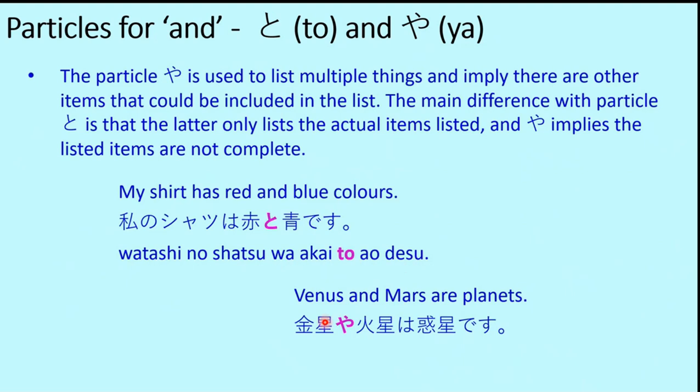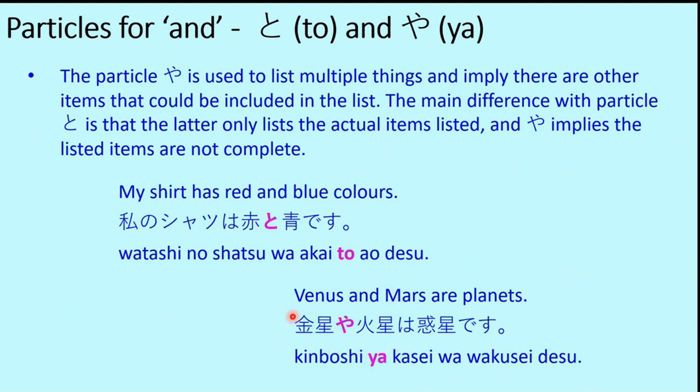And we have another example. Venus and Mars are planets. So we know that there are other planets as well. So when we say Venus and Mars, this is not an exhaustive list, because there are other planets which are not listed here. So Venus in Japanese we call Kinboshi, and Mars we call Kasei.